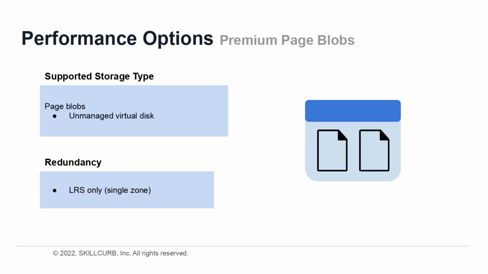Next up, we have premium page blobs. As the name indicates, premium page blobs support the page blob storage type, or in other words, an unmanaged virtual disk for virtual machines. From a redundancy perspective, it is even more restrictive than our premium block blobs in that it only supports the locally redundant storage or LRS redundancy type, or in other words, it can only support 3 copies in a single zone.